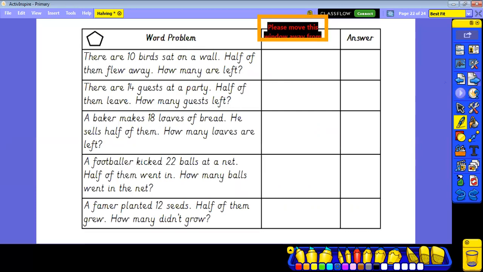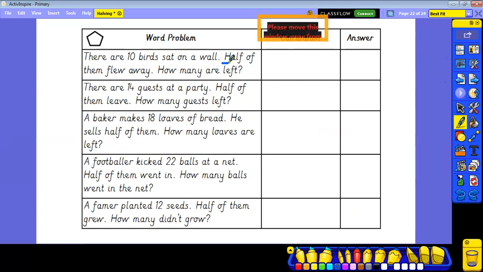The pentagon sheet is an opportunity for you to do some word problems, and it's the same as the ones that we did on Friday. You've got the word problem in here, you've got space to write your calculation and then space to write the answer to the word problem. So there are 10 birds sat on a wall, half of them flew away. How many are left? So there are 10 birds on the wall, half of them flew away.